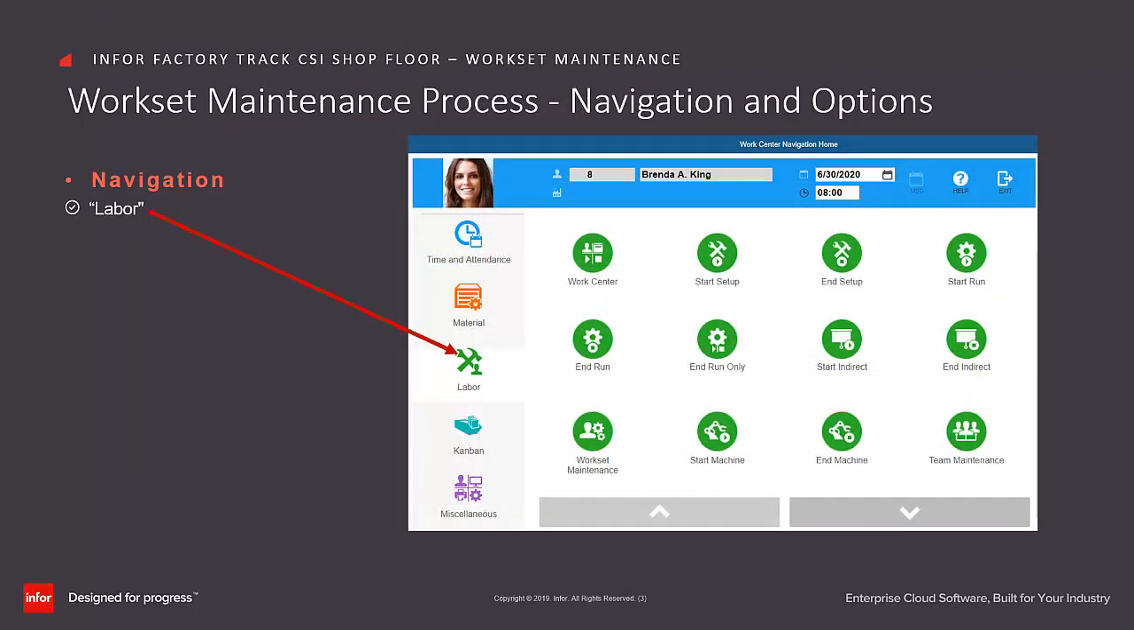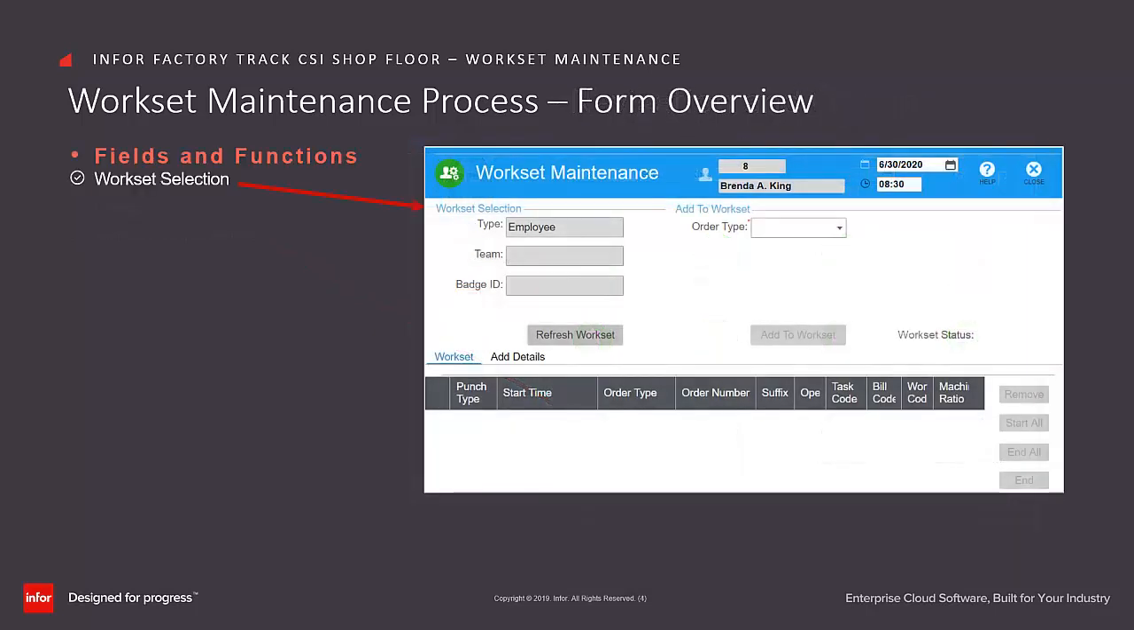To start the workset maintenance process, from the Factory Track Shop Floor Work Center navigation homepage, select the Labour menu. Then select the workset maintenance form. Let's first provide an overview of the workset maintenance form by reviewing the fields and the functions available.